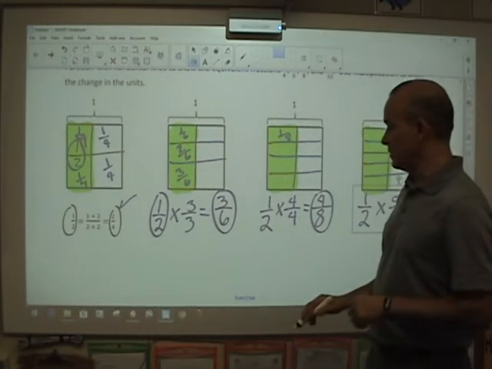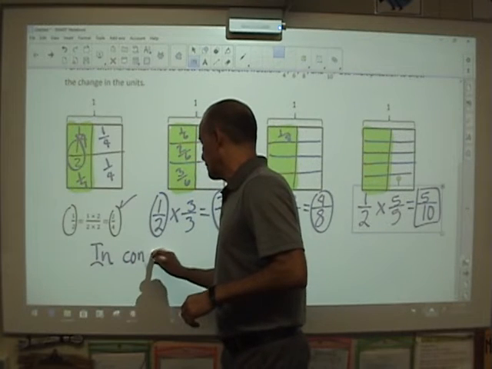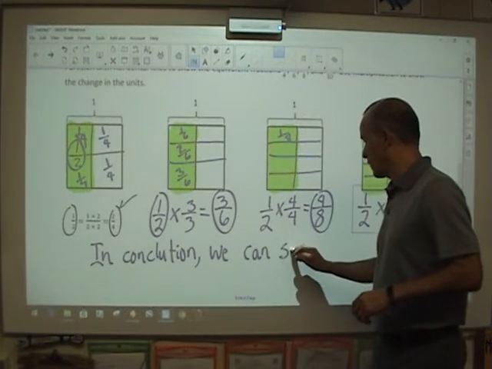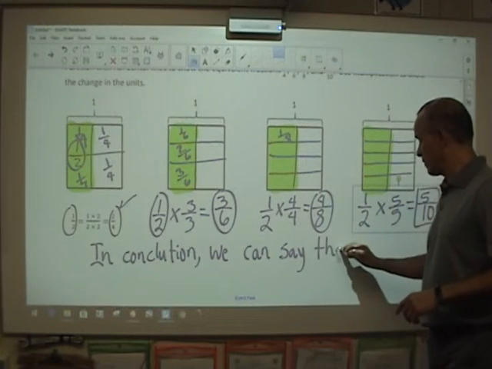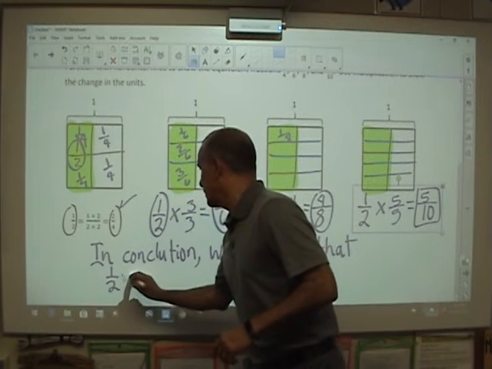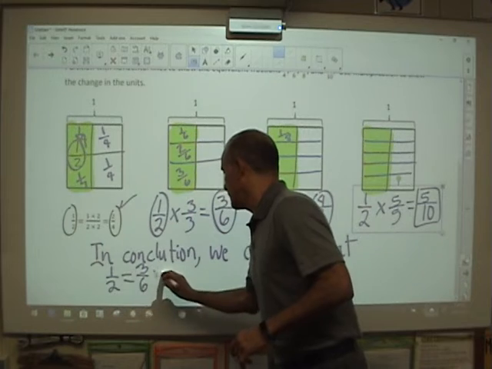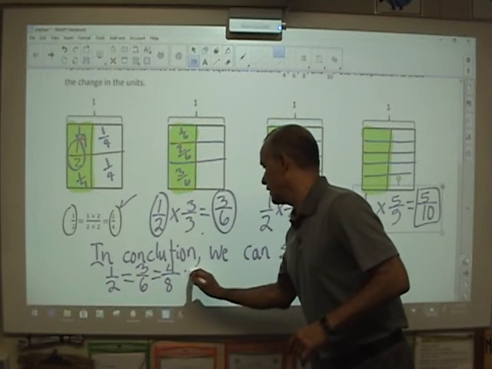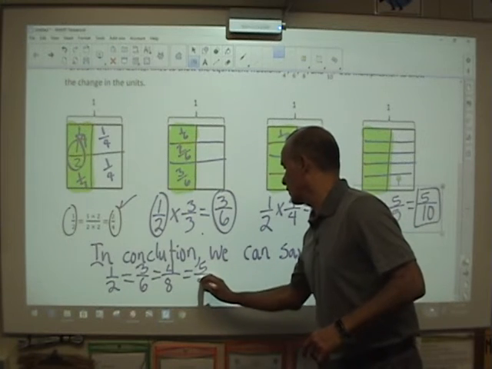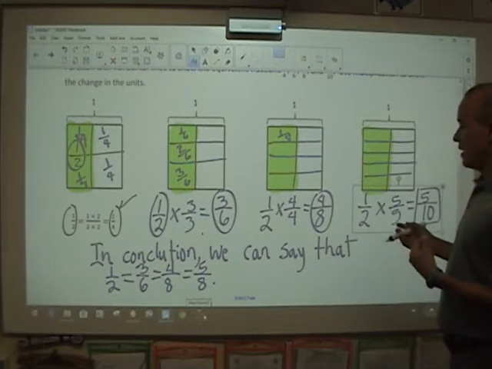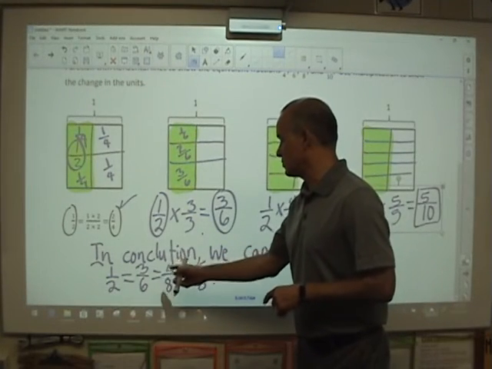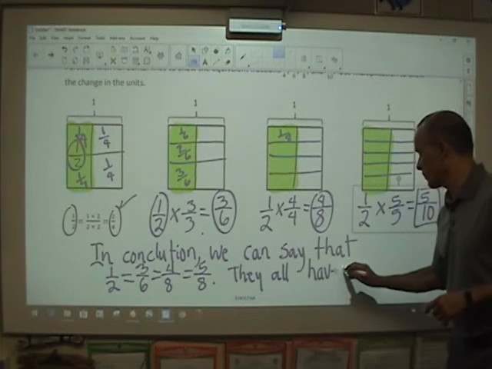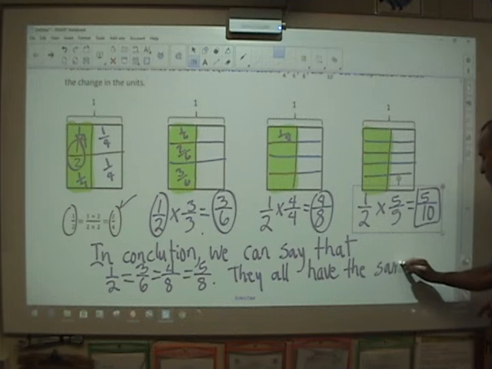So now we can conclude, my friends. In conclusion, remember, you always have to know that you are concluding things. In conclusion, we can say with certainty that 1/2 is equal to 2/4, 3/6, 4/8, and 5/10. In conclusion, we can say that 1/2 is equal to 3/6 and is equal to 4/8 and is equal to 5/10. They all have the same value.